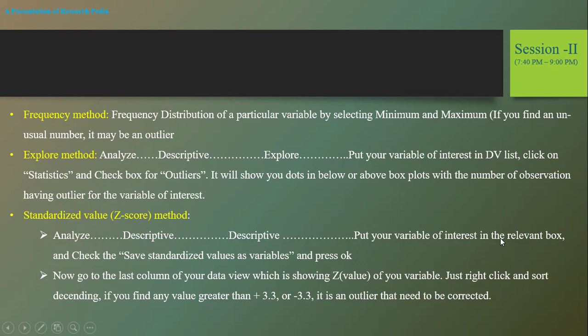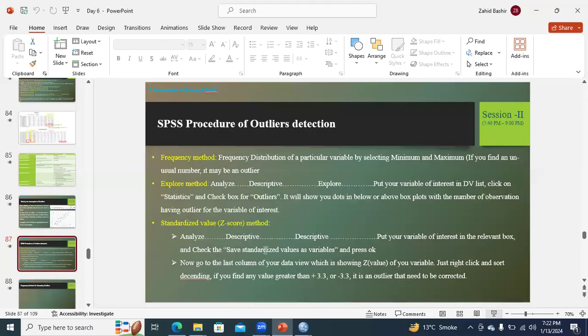descriptive, then put your variable of interest in the relevant box and check the save standard values as a variable and press OK. So you need to generate the Z value of your variable of interest, and you need to find out by a descending order that the highest value, whether it is positive or negative, should be less than this range. If the value is greater than 3.3 or minus 3.3, it means there is an outlier. So I will elaborate this procedure, how you can apply.